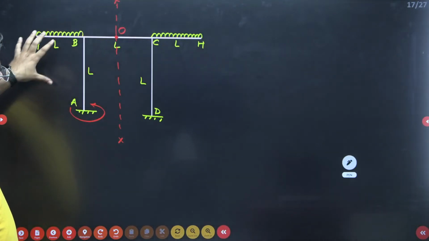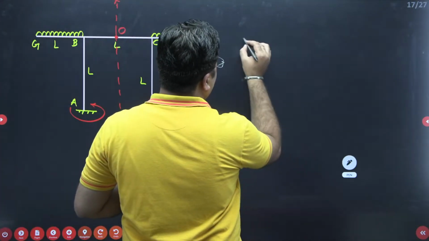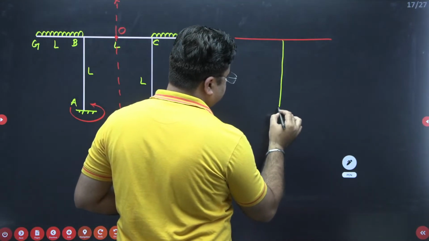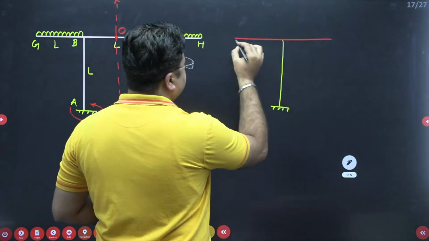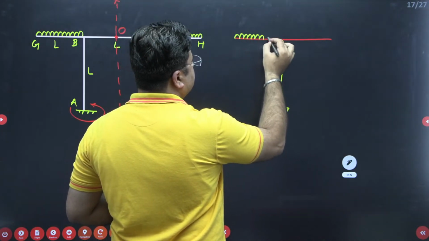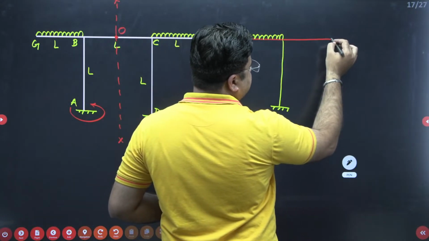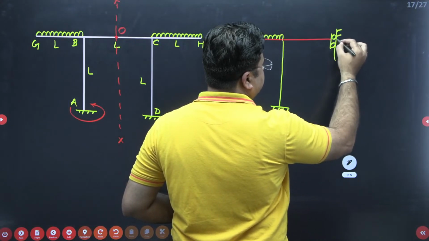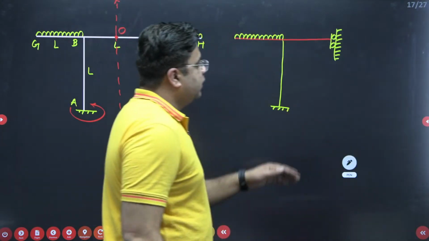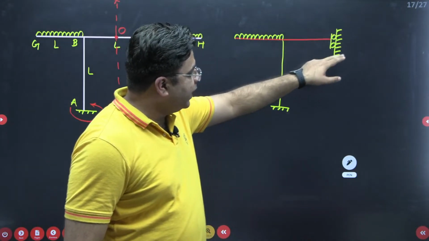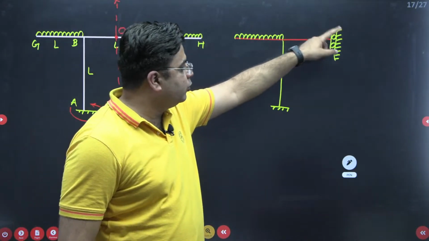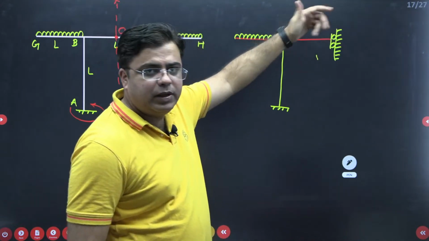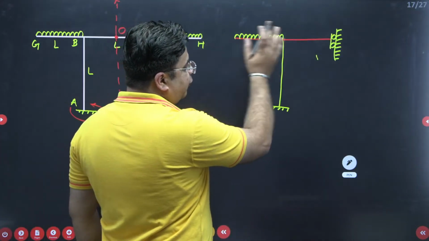So if I only consider half of the frame like this, then this end can be replaced by a guided roller support. The reason is, the guided roller support will provide the support reaction or the support moment, and also the slope of the beam at this point will be equal to 0. So this entire frame is reduced like this.